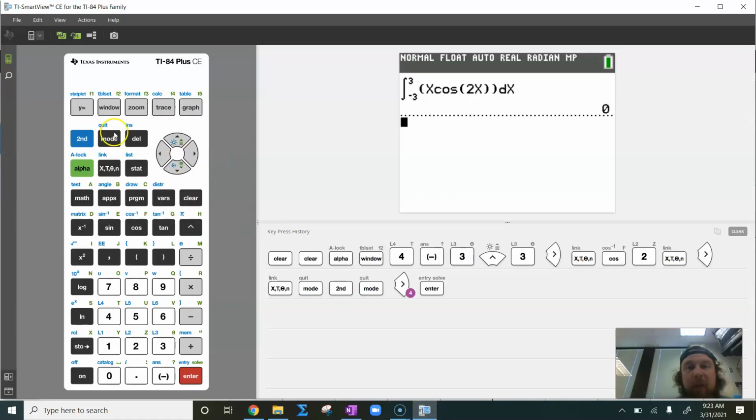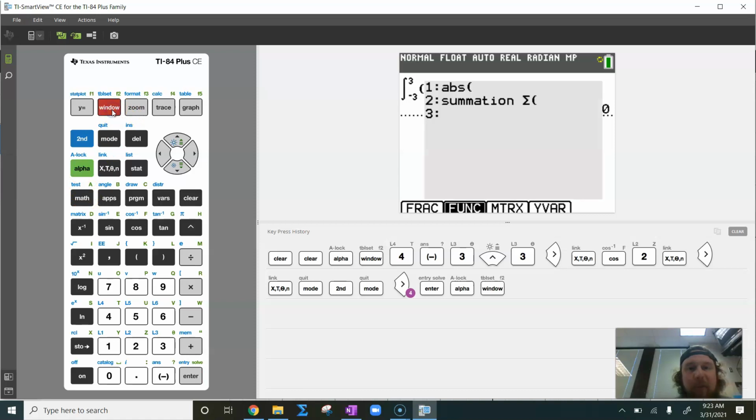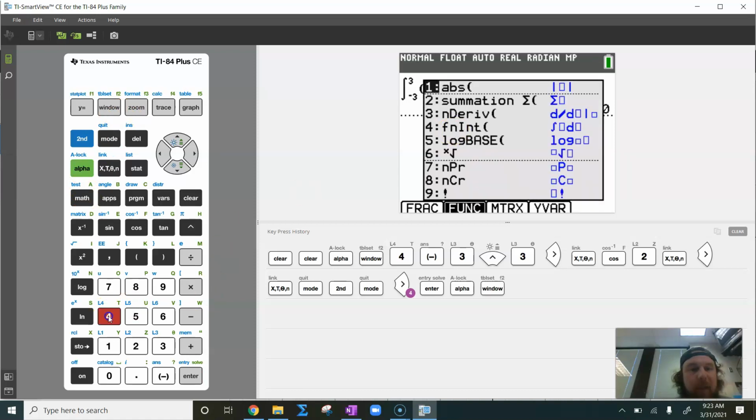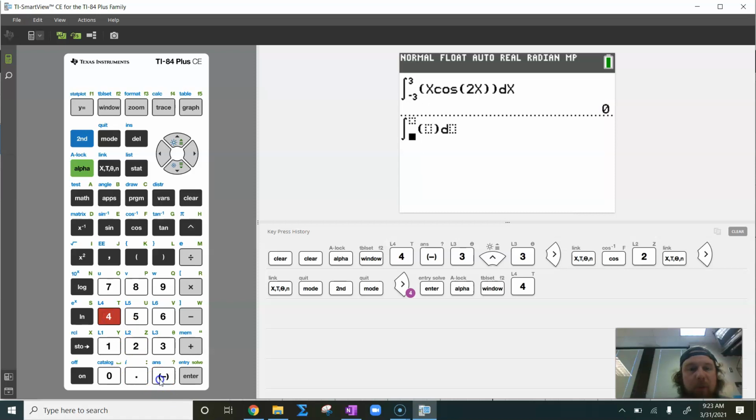I can go back over here to the TI calculator, and I'm going to do the exact same thing. I'll go back to alpha F2. I'll go over to the integral button, number 4. I'm going to go from -3 up to +3. All right. But this time I want the absolute value.